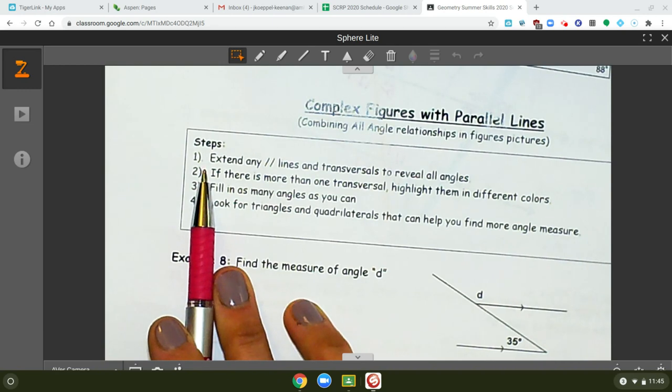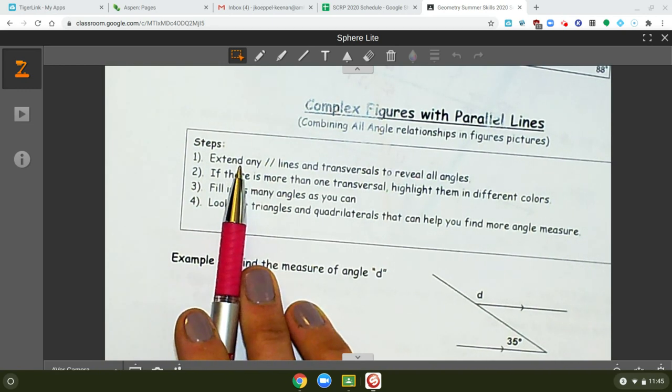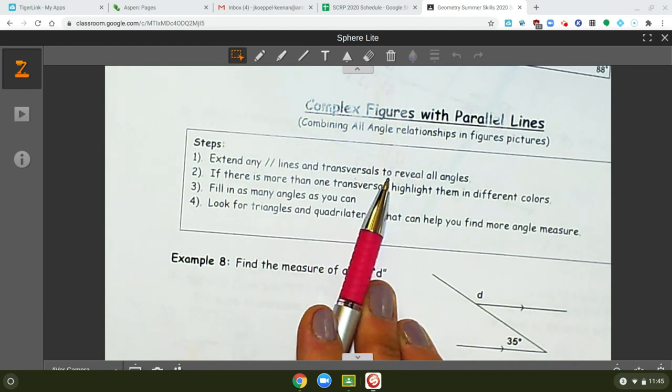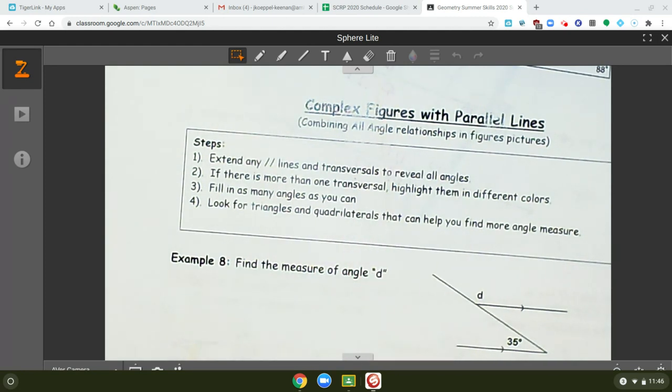Step number one, you're going to take a look at the picture and extend any parallel lines and transversals so that you can reveal all of the angles possible. Step number two, if there is more than one transversal, highlight them in different colors. Fill in as many angles as you can and then look for triangles or quadrilaterals that can help you find more angle measures. So looking for your shapes, that's your last step. All right, let's give this a try.